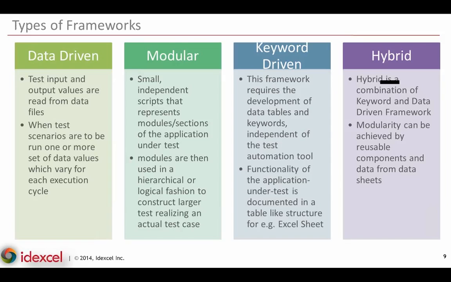Now that we understand what a framework is and why it is important, let's understand the different forms or types of framework that are out there. There are essentially four framework types. One is the data-driven, the second is the modular, third the keyword-driven, and the fourth is the hybrid. In the data-driven framework, all the input and output values are stored in data files. So when the test scenarios are run, if you have to get any data, you go to the data sheets and get the values from there.